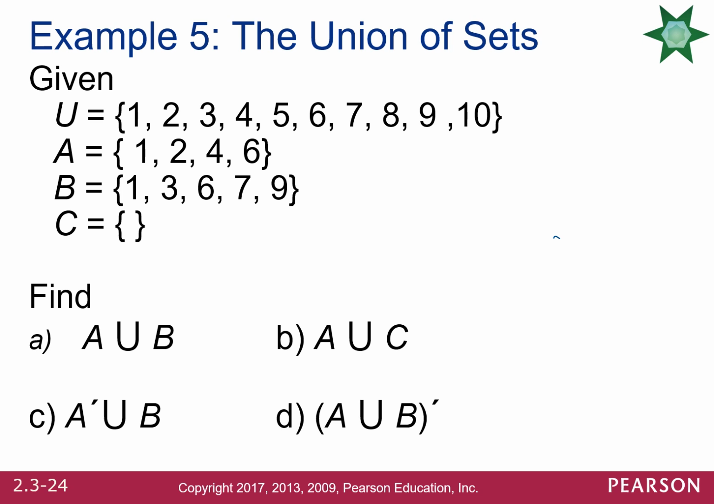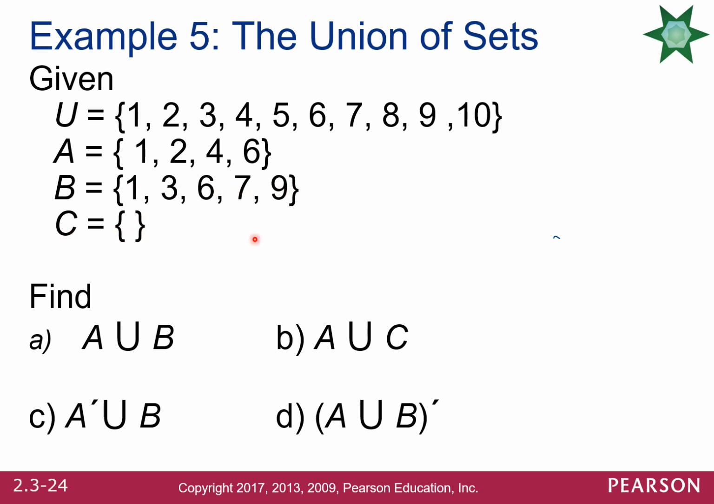Let's work on some examples of the union of sets. So they've given here the universal set, which is a set of natural numbers from 1 through 10, and then set A, which is a subset of the universal set, and set A has elements 1, 2, 4, and 6. B is also a subset of the universal set, but it has elements 1, 3, 6, 7, 9, and C is an empty set. All right.